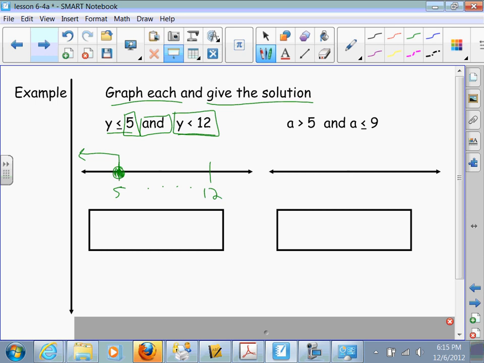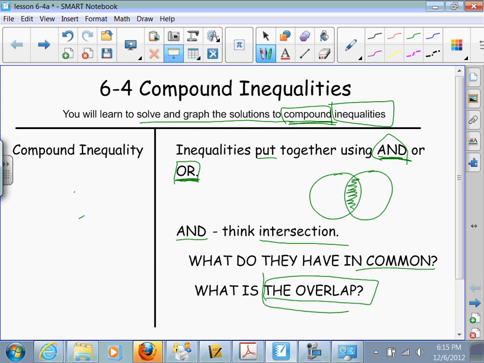However, make sure that you get this right. If you have these two numbers mixed up, clearly you're going to be wrong. So back to this graph. y is less than 12. That is an open circle because it's less than. And again, I'm going to the left. Now, look at how I drew my arrows, and think about what we talked about with the word and. The word and we want to think of as the overlap.